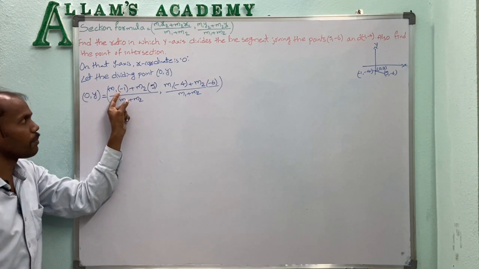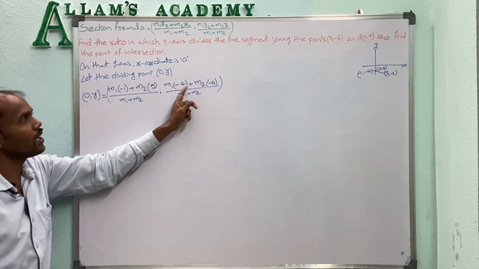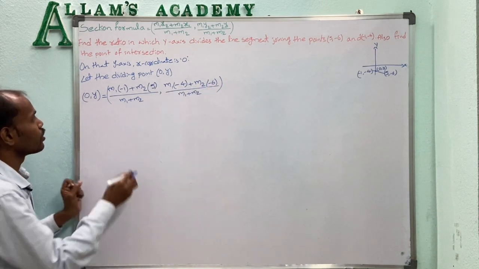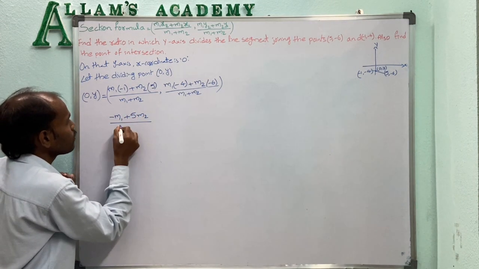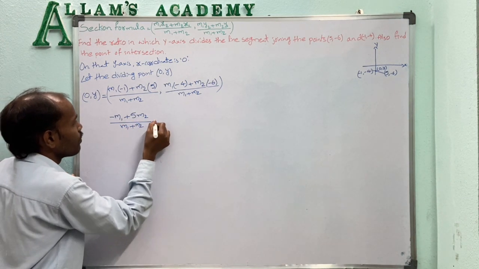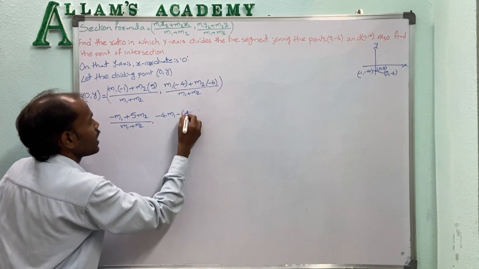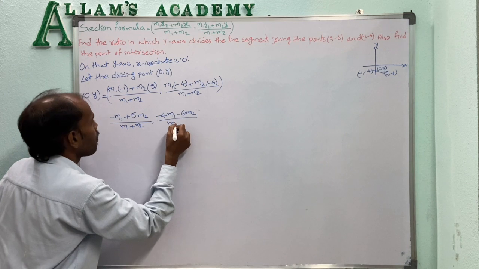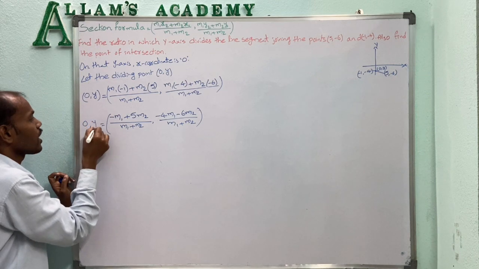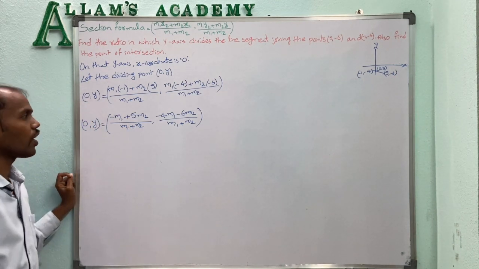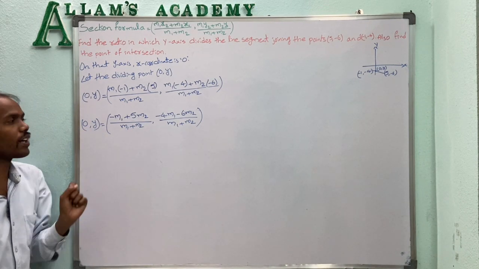m1 into -1 is -m1, m2 into 5 is 5m2, m1 into -4 is -4m1, m2 into -6 is -6m2. So (-m1 + 5m2)/(m1 + m2), (-4m1 - 6m2)/(m1 + m2) is now equal to the point (0, y). So here both points are equal. So we equalize the coordinates, but here we know the abscissa value is 0. So for that purpose, x coordinates are equalized.